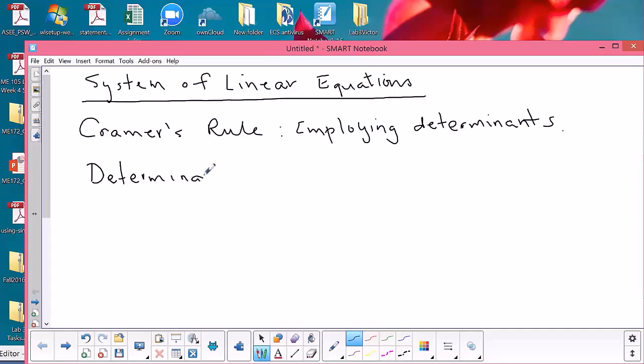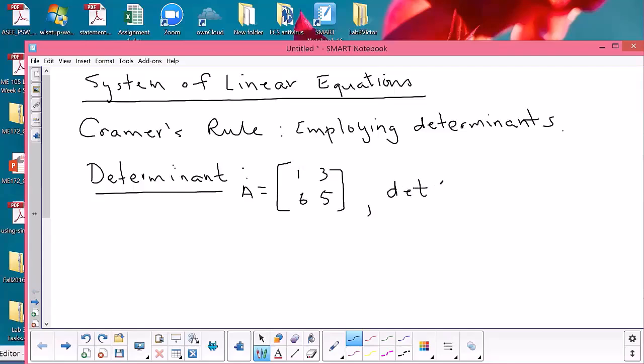I think the MATLAB command is det. If you have a matrix, and the matrix has to be square, so let's say the matrix is 1, 3, 6, 5, and you want to find, let's say A equals that, and you want to find the determinant of A. We usually use the notation in MATLAB det for the determinant. That would be the command that you'll be using, det of A.